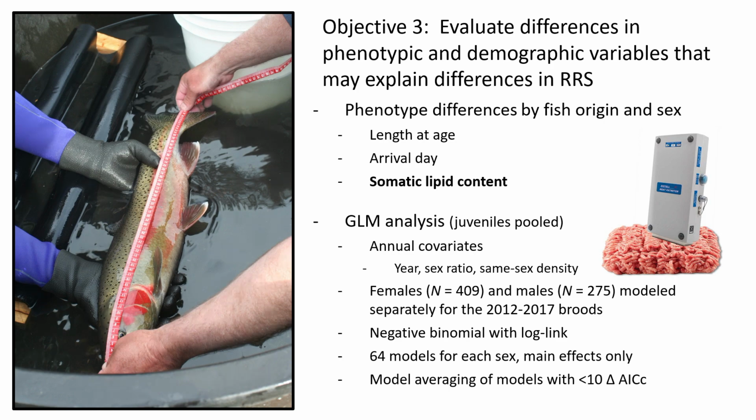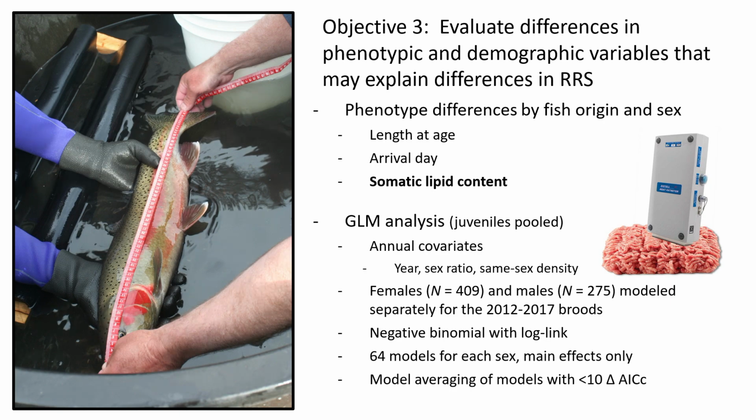And our last objective I'm going to talk about is evaluating differences in phenotypic and demographic variables that might explain what we've seen. So for phenotype, we measure the length of the fish, we take scale samples, and their arrival day, sex, and origin are all recorded. And in 2012, we started measuring somatic lipid content using a Distell fat meter. This was developed for the commercial sector to grade meat and fish fillets, and it allows us to take a measurement on a live fish.